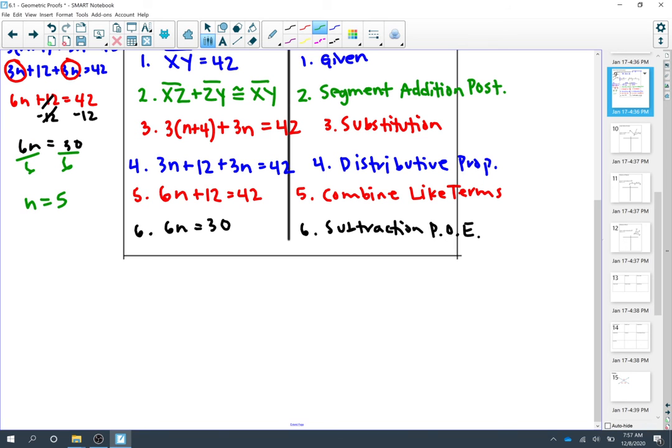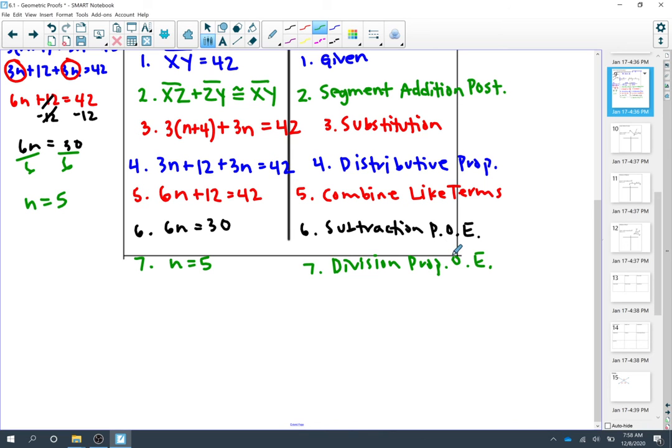So n equals 5. So step 7, n equals 5. That was division by 6. So division property of equality. Kind of screwed up there. Sorry about that. But division property of equality.